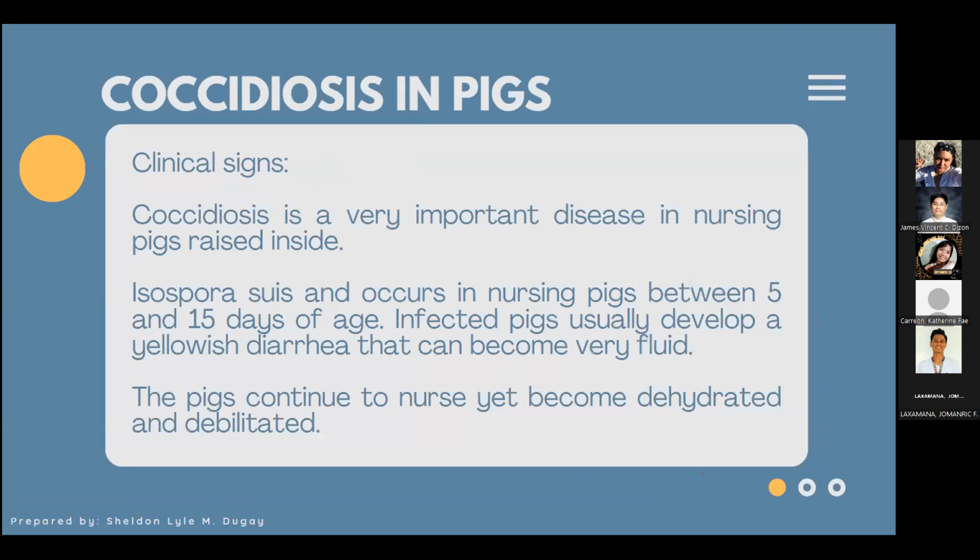Then clinical signs, coccidiosis is a very important disease in nursing pigs raised inside. Isospora suis occurs in nursing pigs between 5 and 15 days of age. Infected pigs usually develop a yellowish diarrhea that can become very fluid.